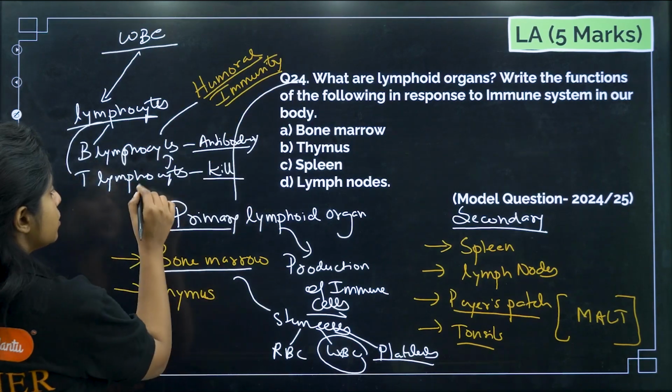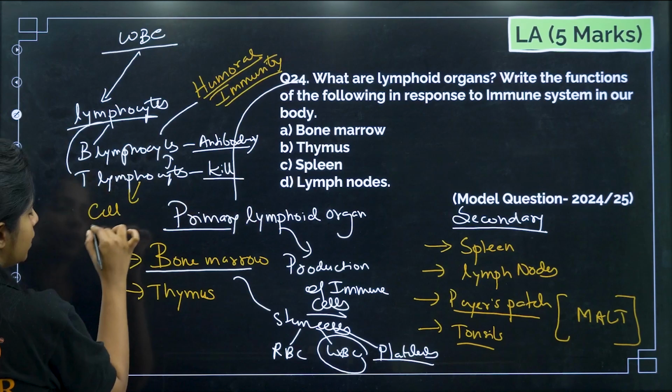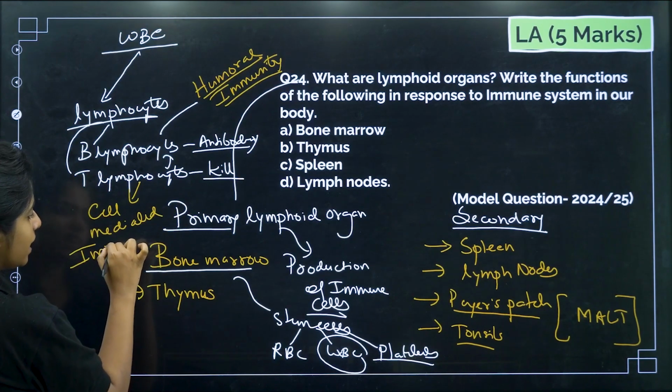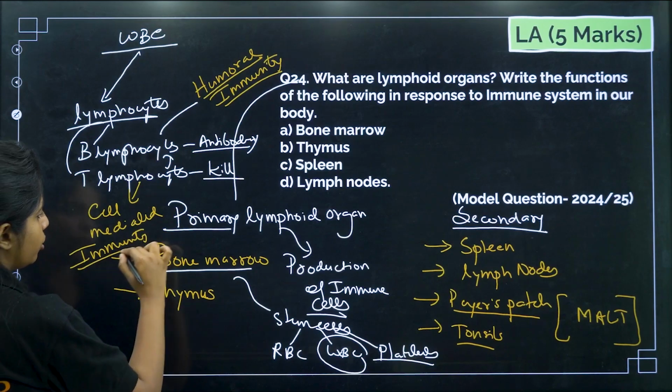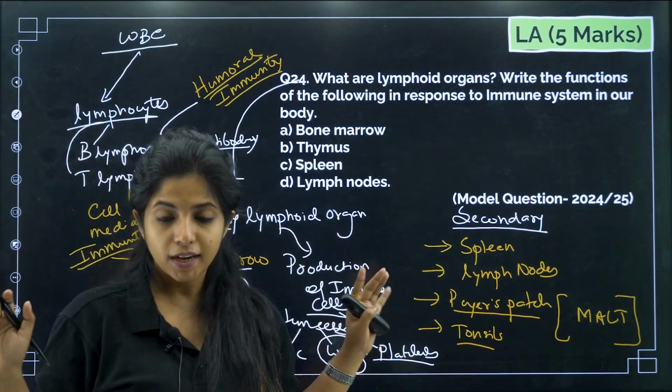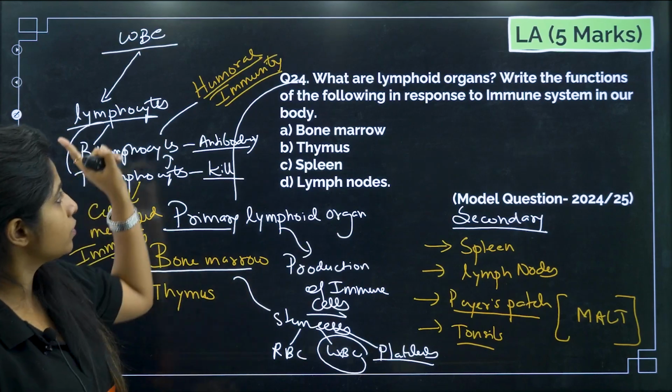T lymphocytes, we say, provide cell mediated immunity, as in the cells are involved in the case of immunity. These cells go and react with other cells, release something, and many things happen there. So T lymphocyte with cell mediated, B lymphocyte with humoral immunity.